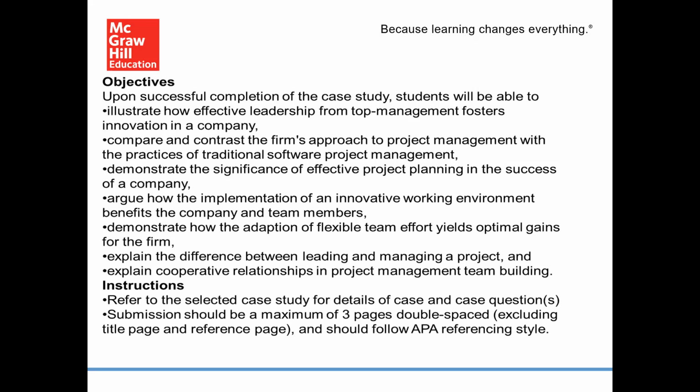So we talked about Agile project. How can you implement Agile project? Demonstrate the significance of effective project planning in the success of a company. Argue how to implement innovation within a company environment and the benefits to the company and the team members. Demonstrate to me how an adaptive, flexible team yields optimal gains with a firm. Explain the differences between leadership and management in a project, and explain cooperative relationship in a project and team building.